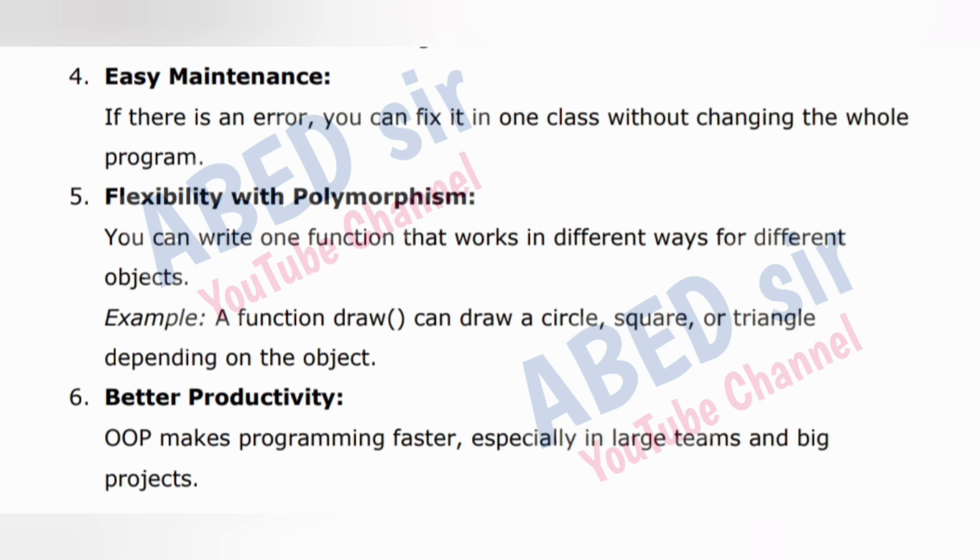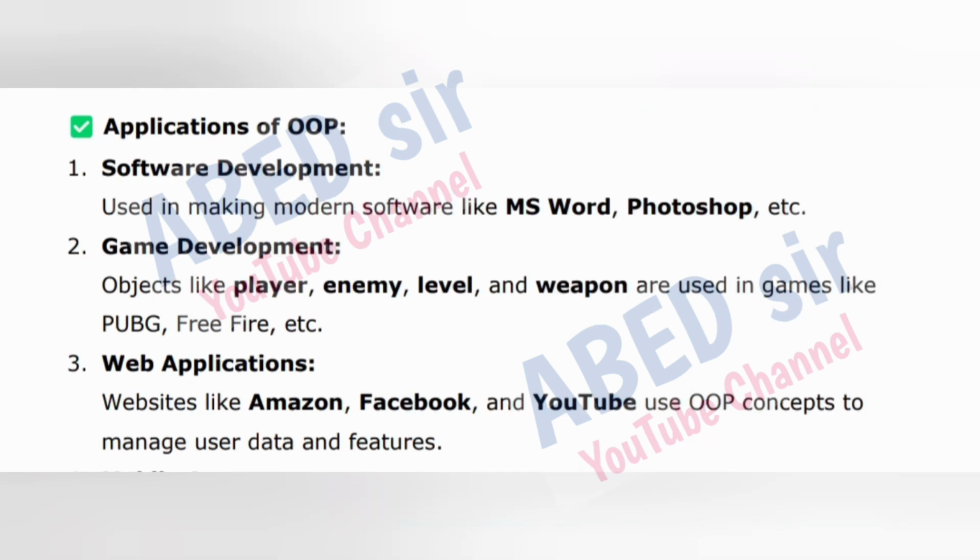6. Better productivity. OOP makes programming faster, especially in large teams and big projects. Applications of OOP. 1. Software development. Used in making modern software like MS Word, Photoshop, etc. 2. Game development. Objects like player, enemy, level, and weapon are used in games like PUBG, Free Fire, etc. 3. Web applications. Websites like Amazon, Facebook, and YouTube use OOP concepts to manage user data and features.